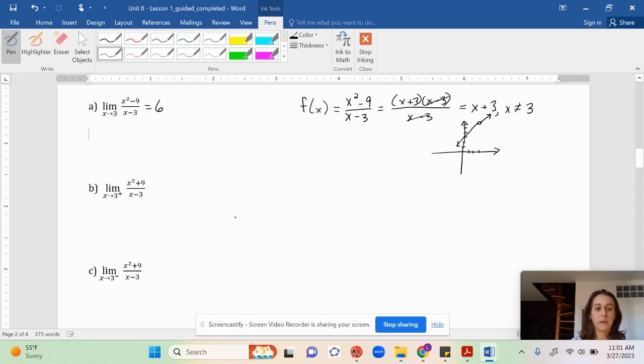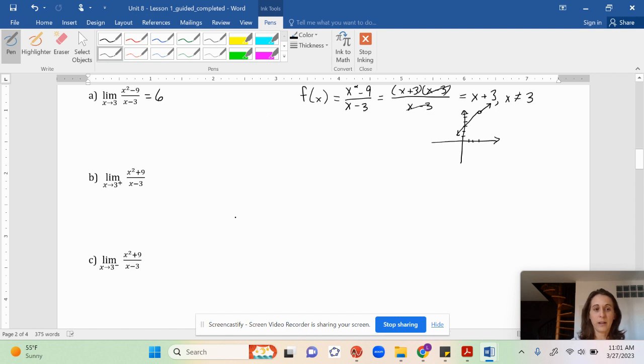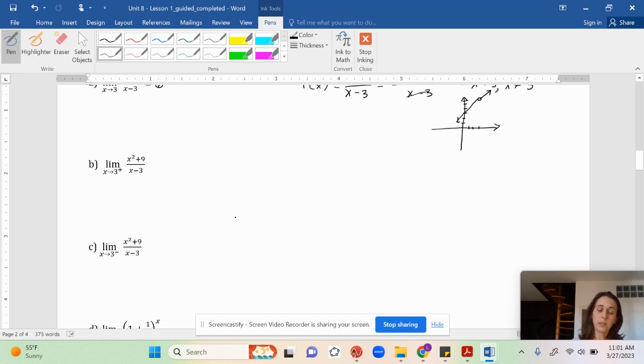Okay, the next problem is x squared plus 9 over x minus 3. Well, let's also look at this one graphically. Oh, wait, there's something kind of weird here. This says x approaches 3 with a positive there. What that means is as x approaches 3 from the right.